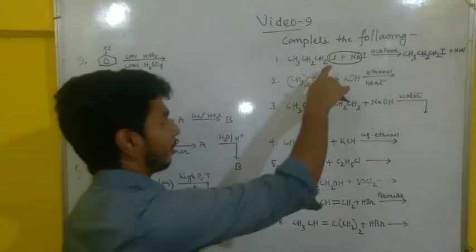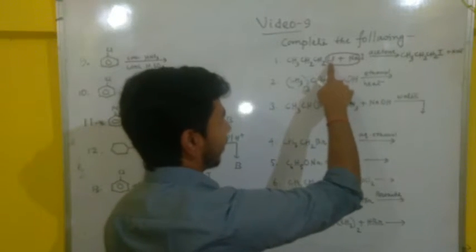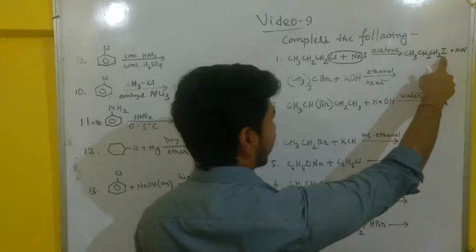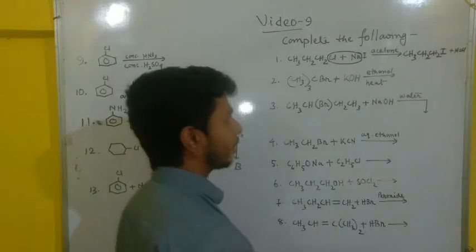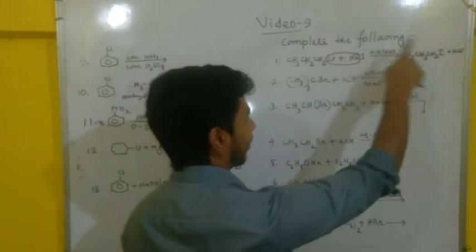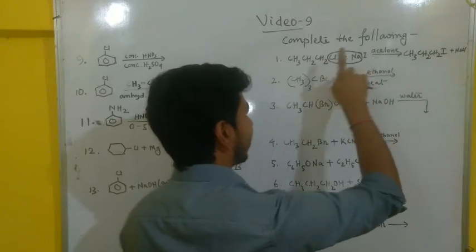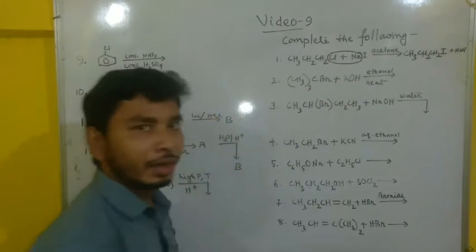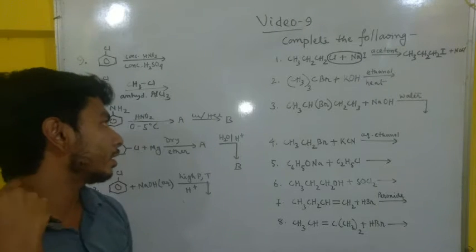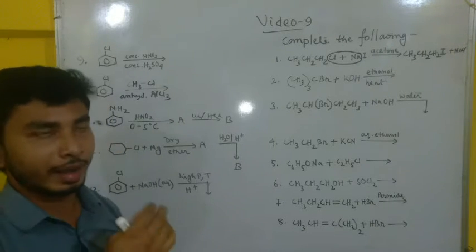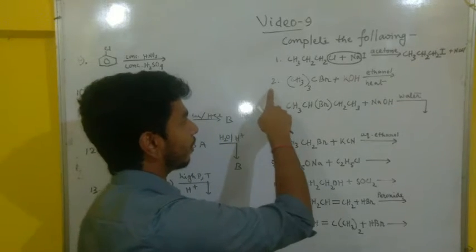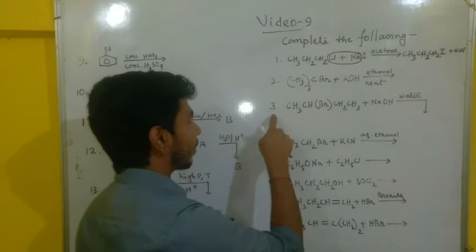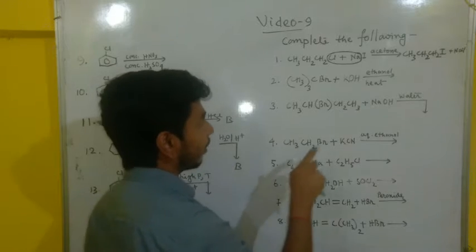Here chloride is there, and in the product side it is iodide. One halogen is replaced by another halogen. Chloride is a halogen, iodide is also a halogen. This reaction is called halogen exchange reaction. And the number two reaction we will discuss later. Now come to number 3.